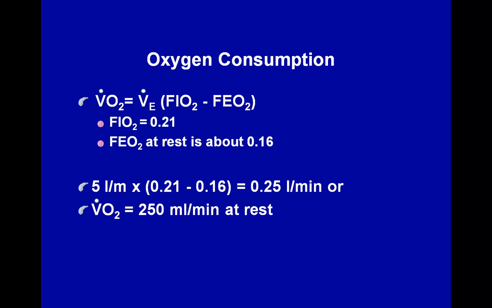So if I have somebody who's got a normal minute ventilation of somewhere around 5 liters per minute, breathing 21% oxygen, an FiO2 of 0.21, and an FeO2 of 0.16, we get a VO2 of around 250 milliliters per minute at rest. And this is the normal VO2 value that we've talked about in class.